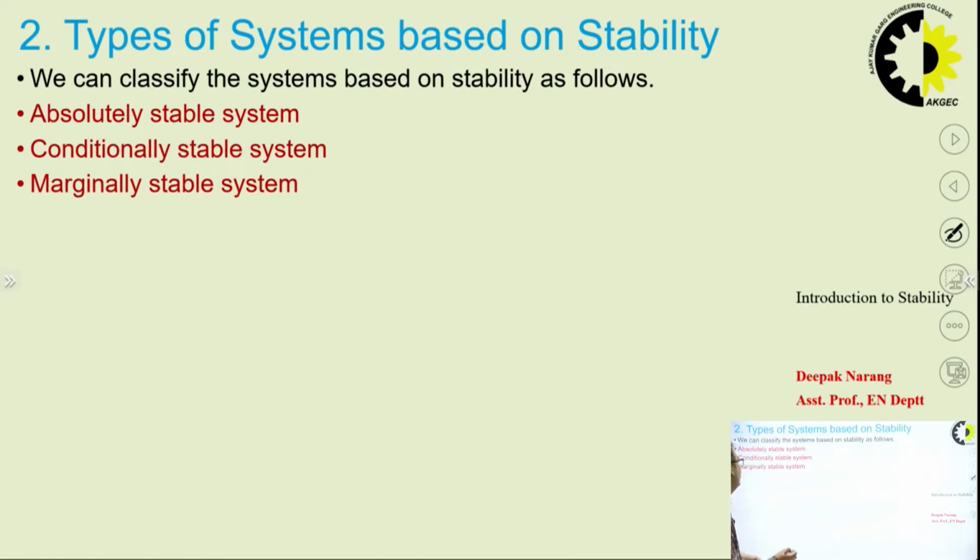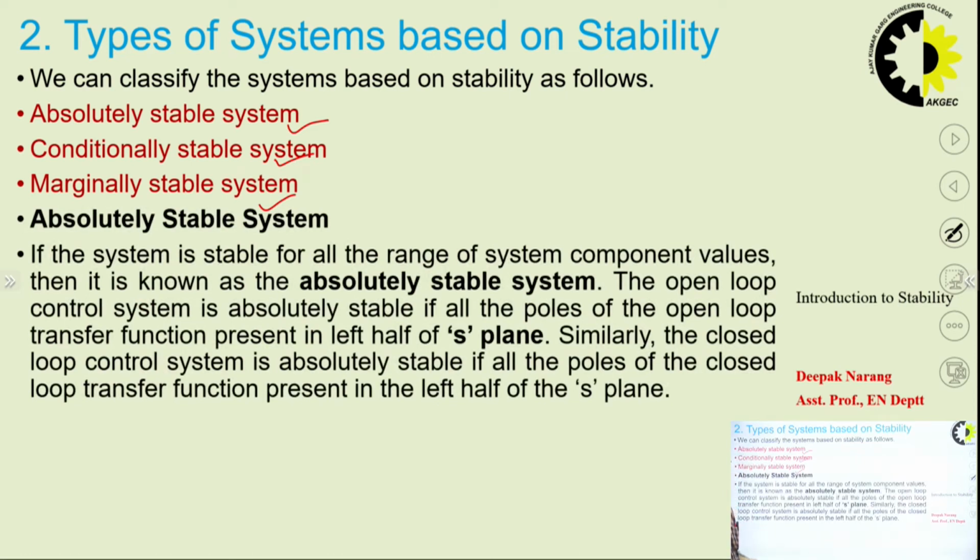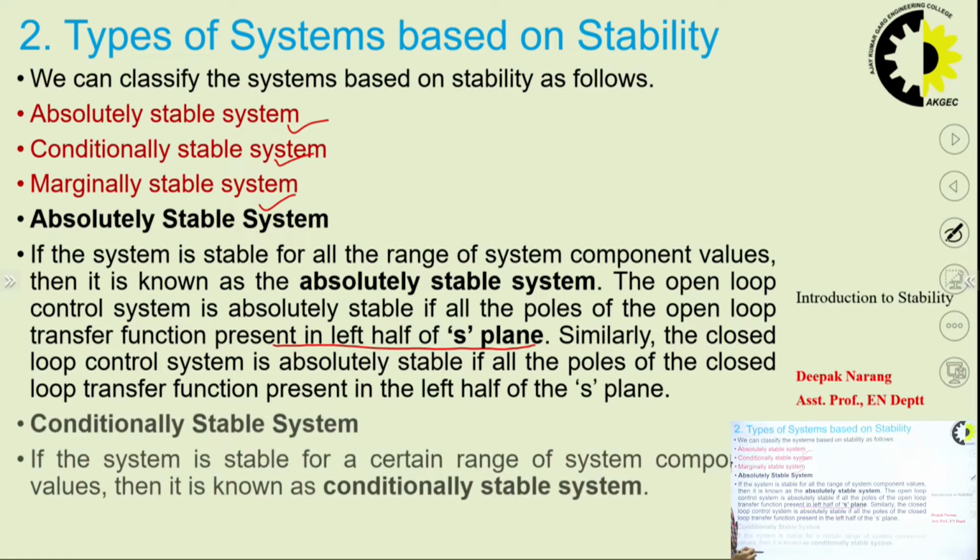So on the basis of this, we can define a system as absolute stable, conditional stable, or marginal stable. Absolute stability means when the system is stable for the entire range of system component values. If all the poles of the system are lying on the left half of the S plane, in both ways, open loop as well as closed loop, then we call it an absolute stable system. But if the system is stable only for a defined range of components, then the system is said to be conditionally stable.